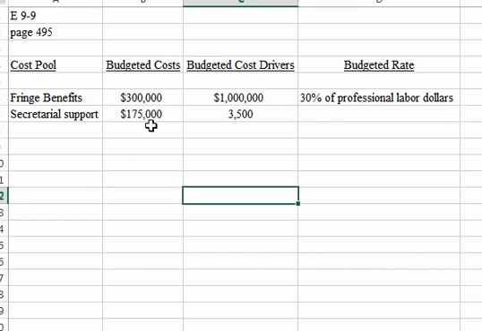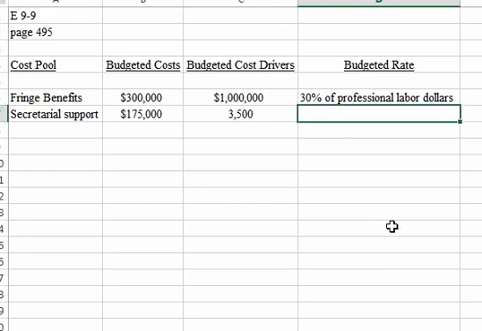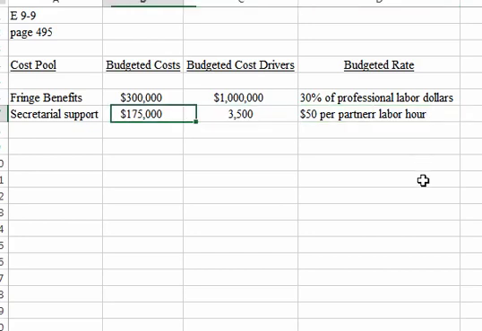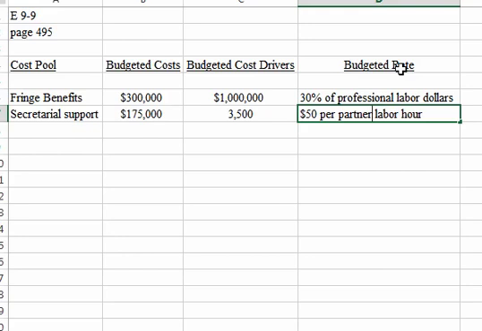So again, you'll divide the number in column B by the number in column C. We'll divide $175,000 by 3,500 hours. And what we're going to get is $50 per partner labor hour. Partner just has one R on the end. There we go. And again, we got that $50 per partner hour by dividing 175,000 by the 3,500 hours.